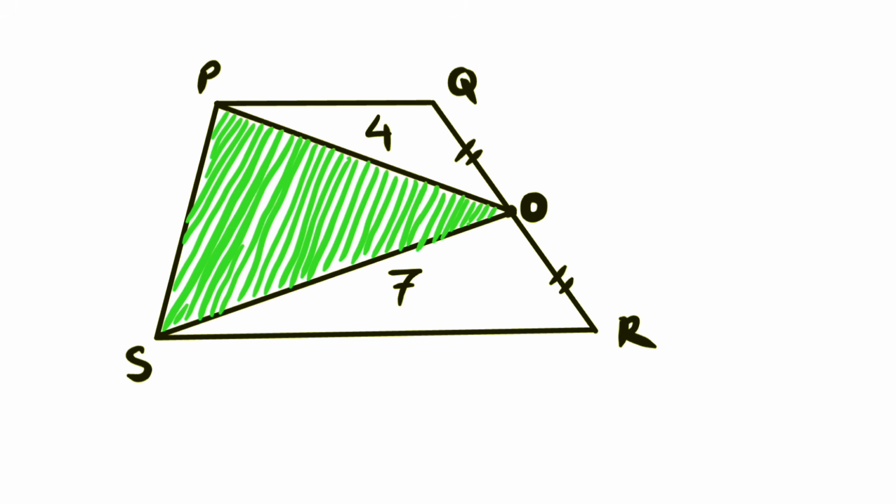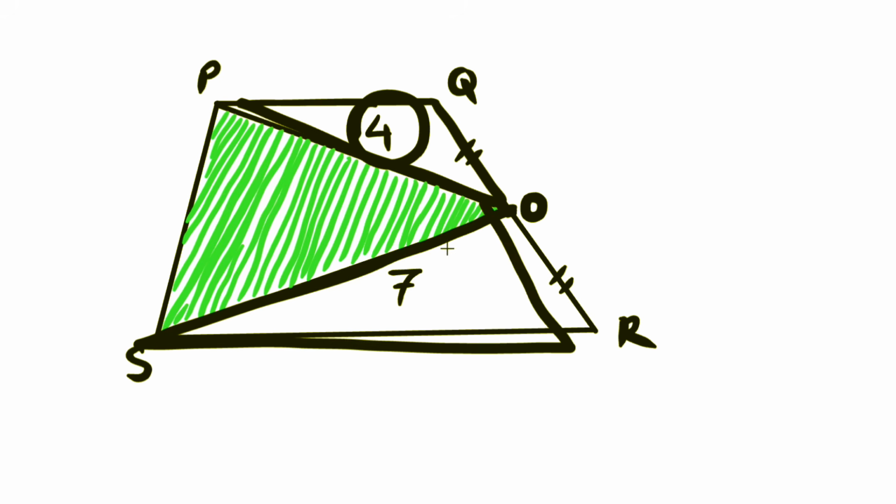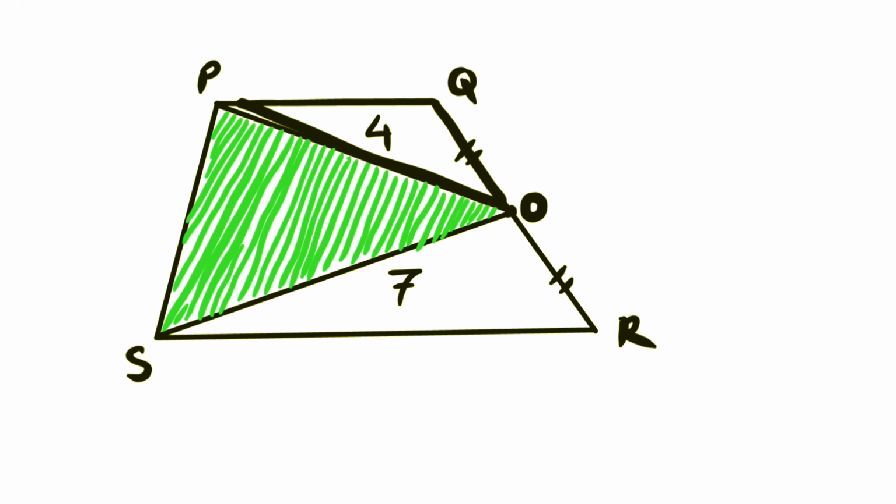We are told that the upper triangle PQO has an area of 4 square units, and the lower triangle SRO has an area of 7 square units. The question is, what is the area of the middle triangle PSO?